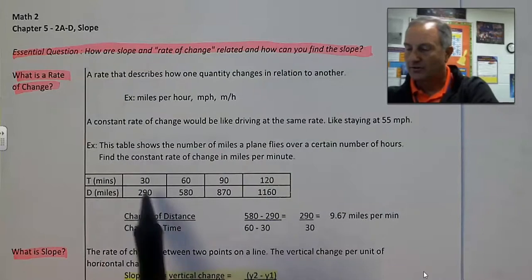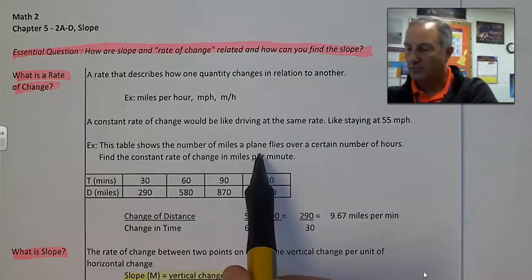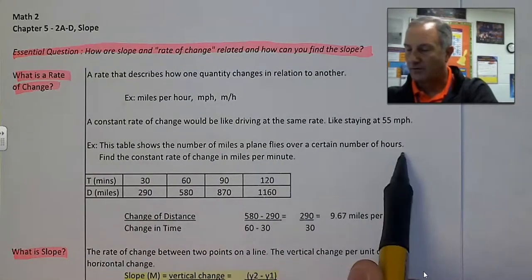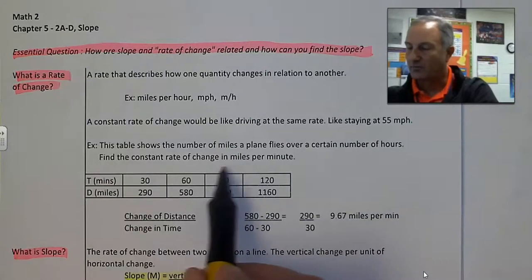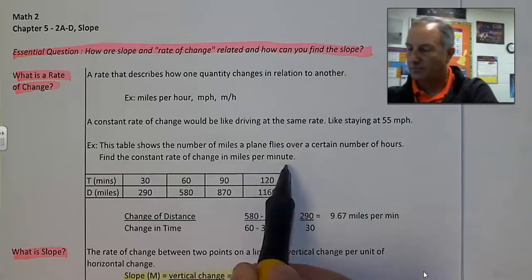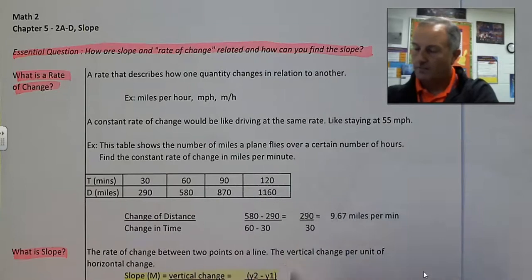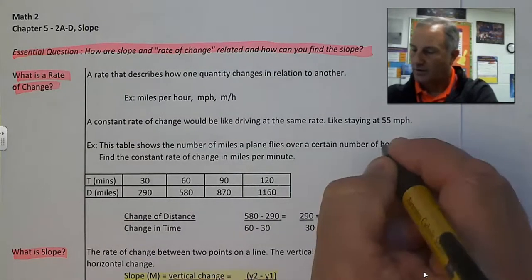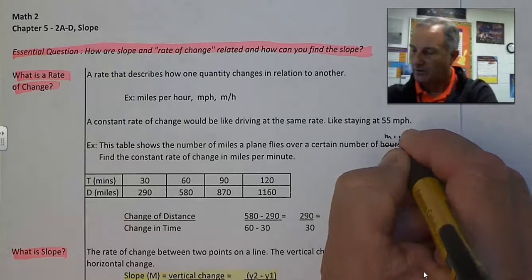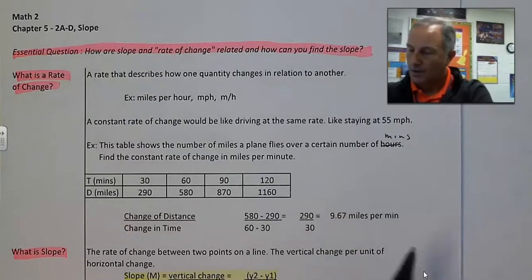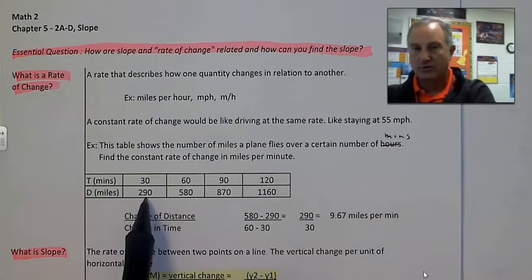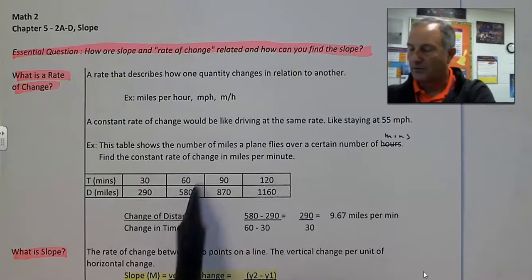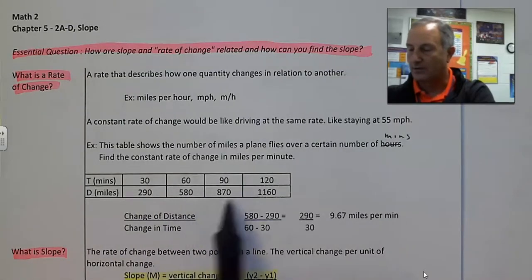We're using a table here to show the number of miles a plane flies over a certain number of hours. Find the constant rate of change in miles per minute. This probably should be minutes right here, since that's what they're doing. So in 30 minutes, you've traveled 290 miles. In 60 minutes, you've traveled 580 miles, and so on.